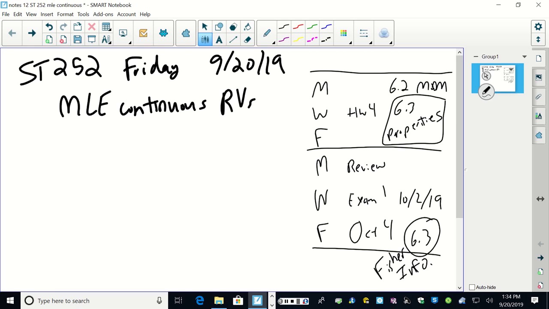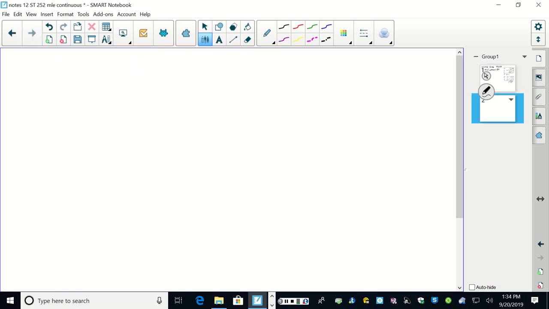Okay, so maximum likelihood here for continuous random variables. So X is going to be a random variable. And then its outcome space is continuous.